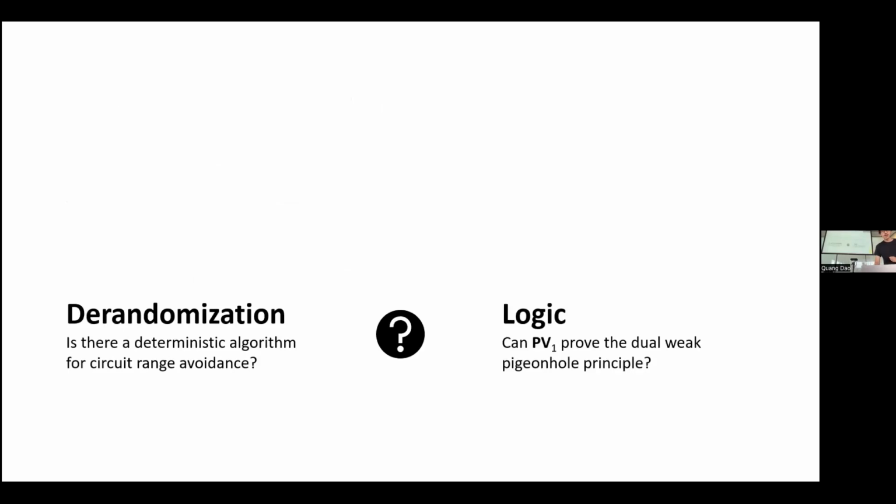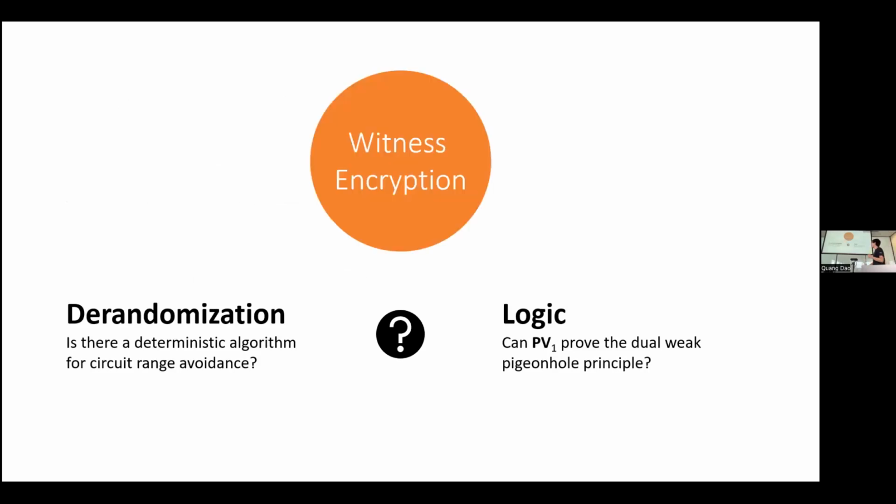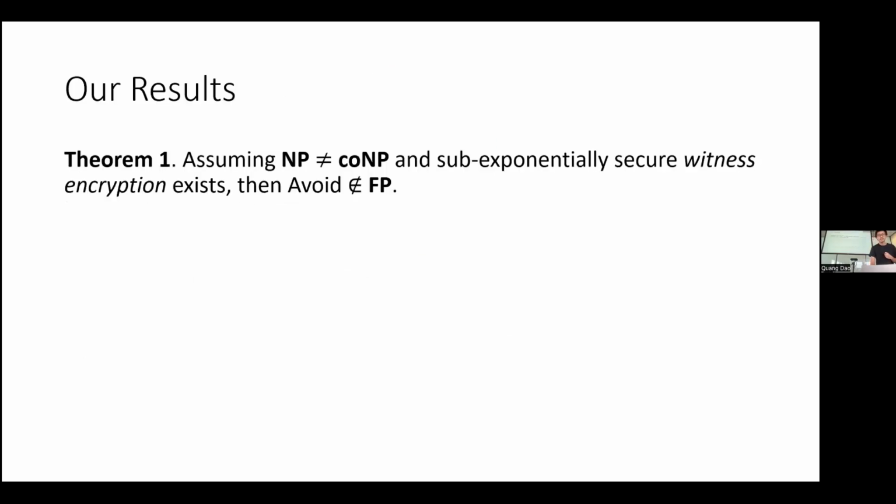So here's the question. We have de-randomization of a range avoidance trivial algorithm. We have logic. And what I want to discuss today is that if we have witness encryption, we can resolve these two problems simultaneously. So this is today's topic.